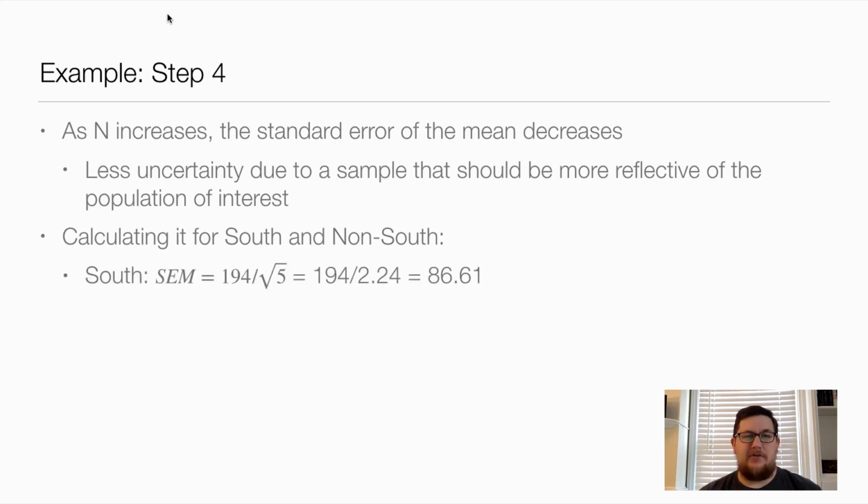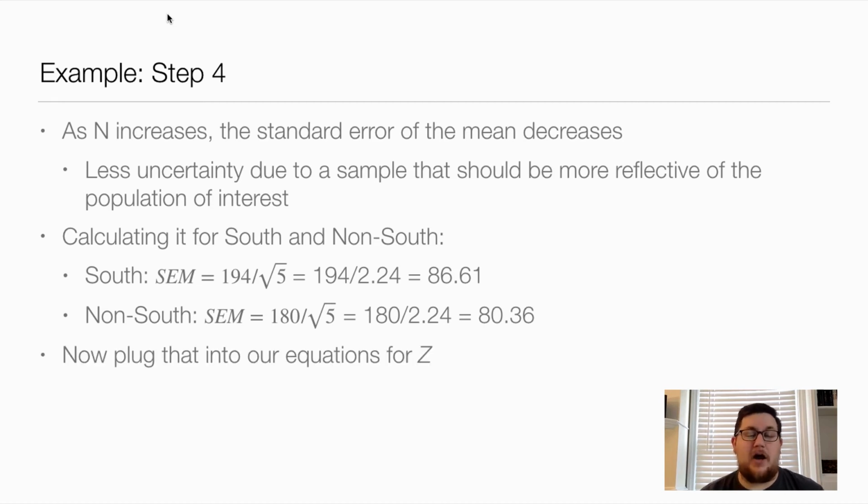For the South, the standard error of the mean is 194, which is the standard deviation for the South, divided by the square root of 5, which is 194 divided by 2.24, which is 86.61. Do a similar calculation for the North, or the non-South rather, substituting in the standard deviation for the non-South, which is 180, and you get 80.36. So you'll notice you have a higher standard deviation for the South than you do for the non-South. Therefore, you have a higher standard error. Now, if we had 100 states, which of course wouldn't be possible, you'd get a smaller standard error because you'd have a bigger sample size.